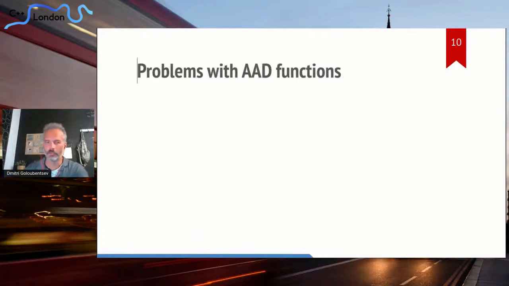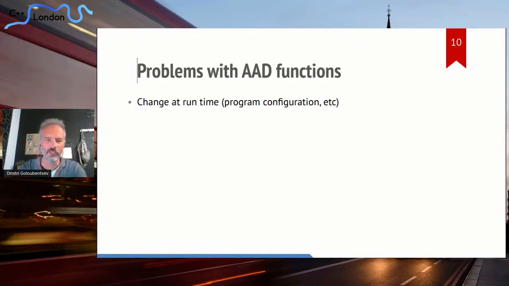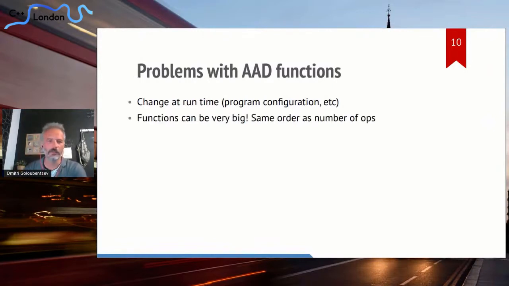So what are the problems with these kernel functions? They change at runtime. So if your runtime configuration changes, you have to rebuild these functions. These functions can be very big, right? Because even a simple loop going from 1 to 1 million elements can generate 1 million lines of code. And then there is JIT compilation time. If JIT compilation time is slower than the original runtime, the whole idea doesn't work, right? So the JIT compilation time is crucial here.